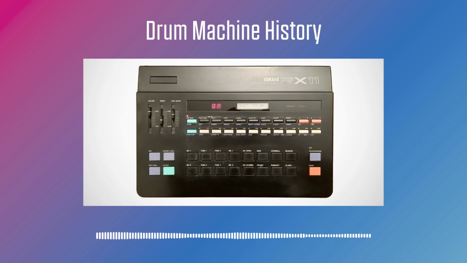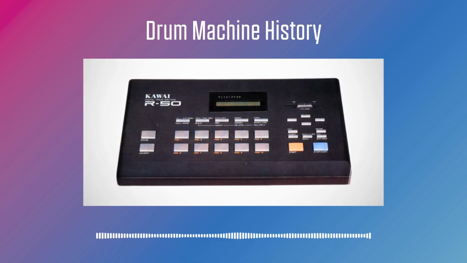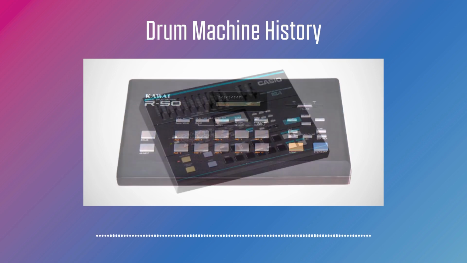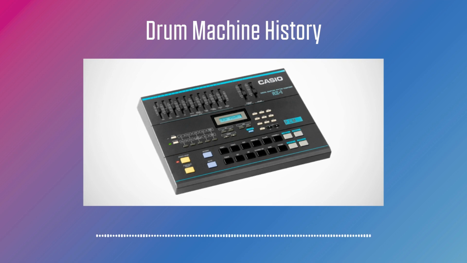Popular units of the mid to late 80s include the Yamaha RX-11 of 1984, the Kawai R50 of 1988, and the Casio RZ1 of 1986. Actually, the Casio RZ1 also featured sampling, yes.